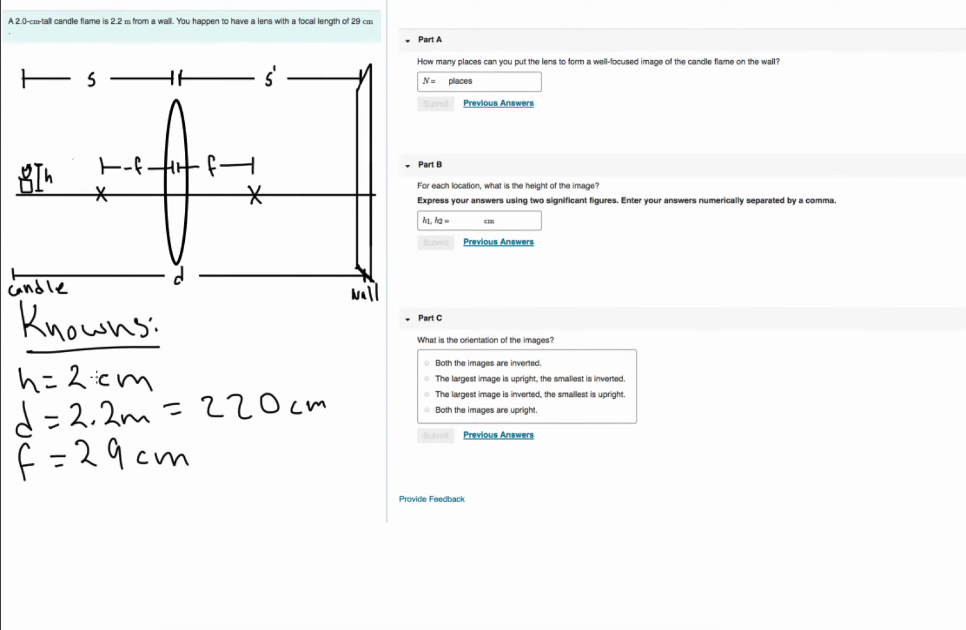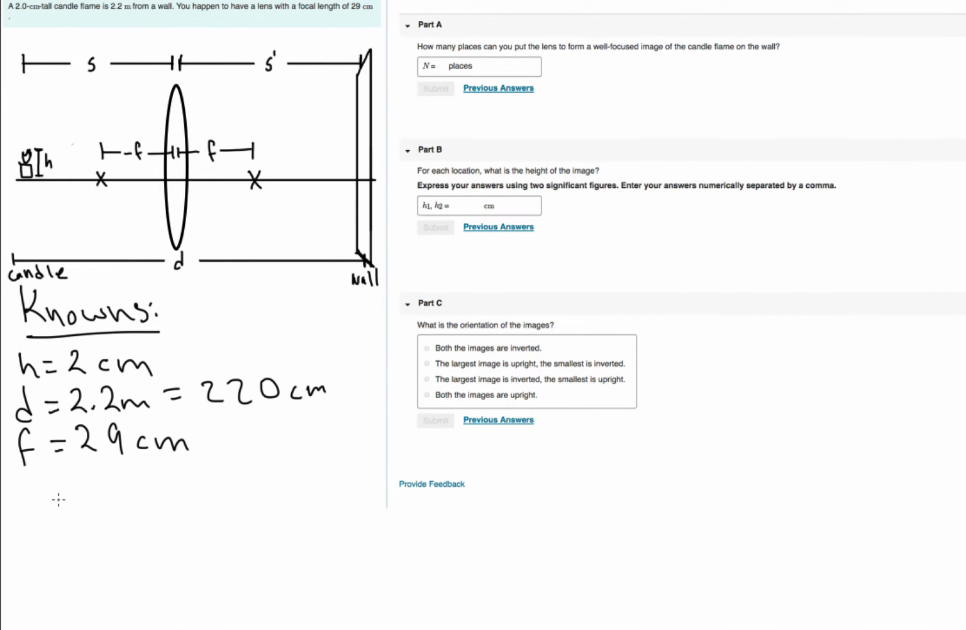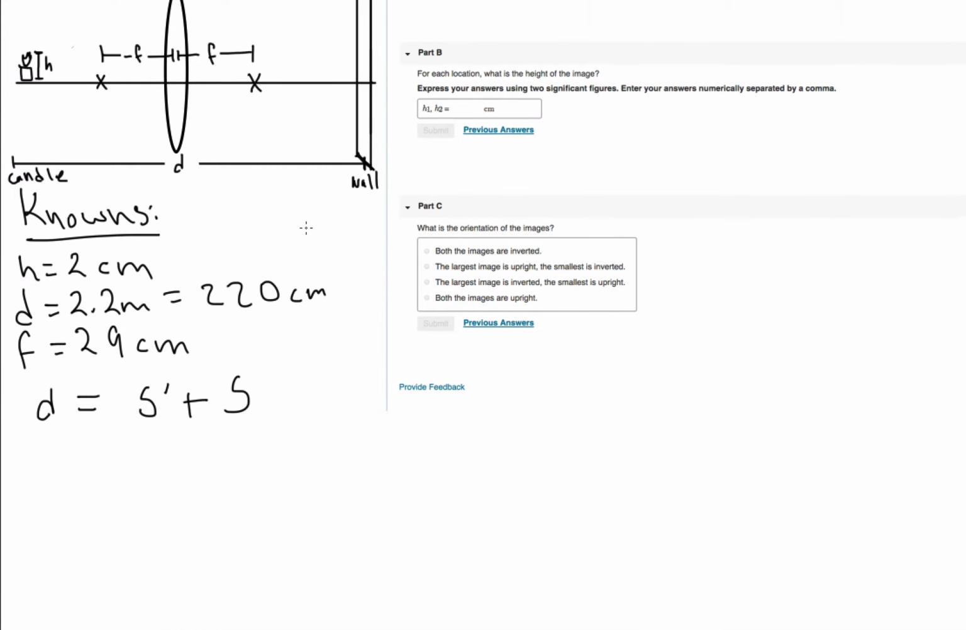The first step we want to do is notice the relationship between d and s. So d is equal to s prime plus s. The d is the total distance, the sum of the image distance and the object distance. We can rewrite this equation to be the image distance is the total distance minus the object distance.